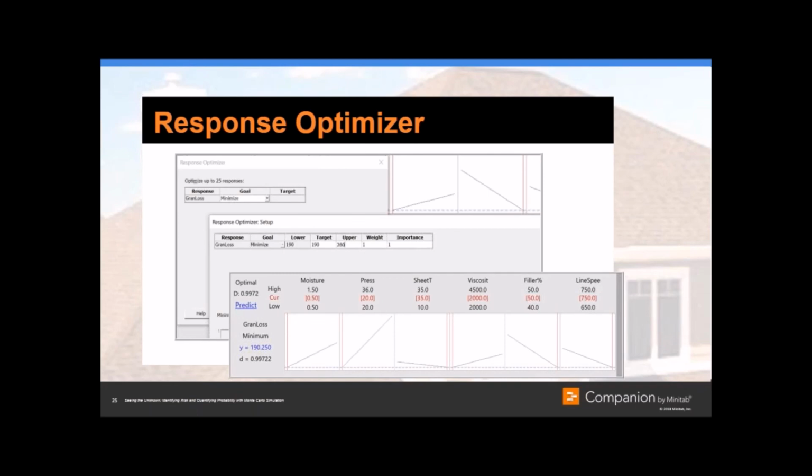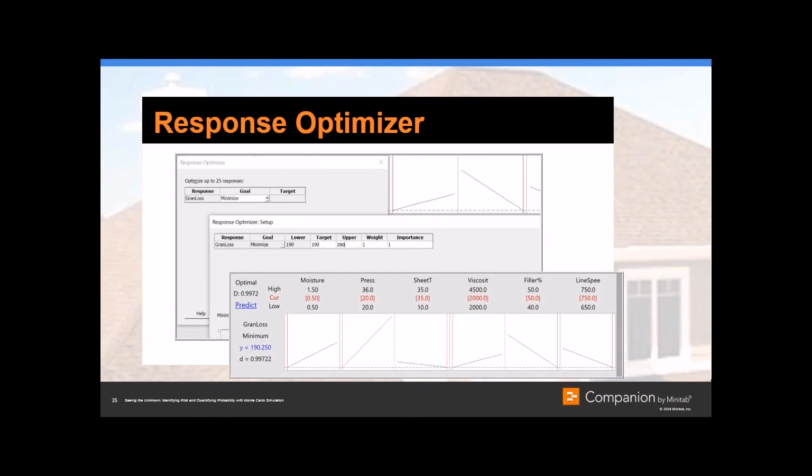Okay. So here in the response optimizer, these are the set points for the inputs. These are the optimal set points, and it's saying, if you set your factors at these levels, and you plug those into that equation that I showed earlier, your predicted value is 190.2. So if you could get your factors set at these settings, then you would predict that you could get granule loss set here.